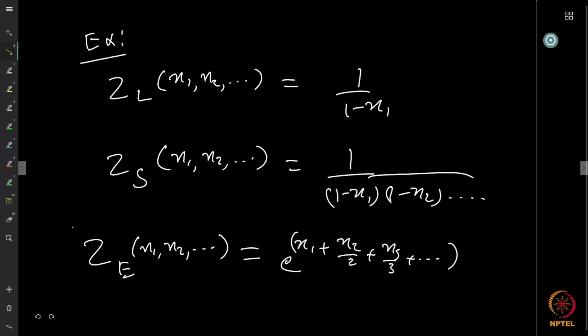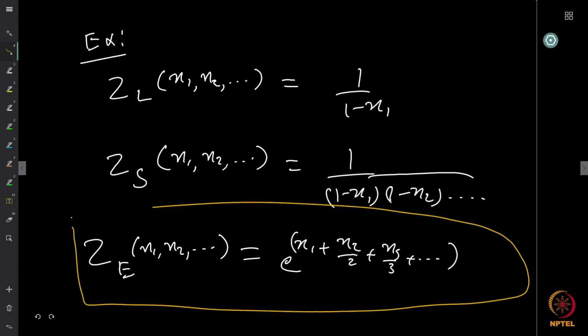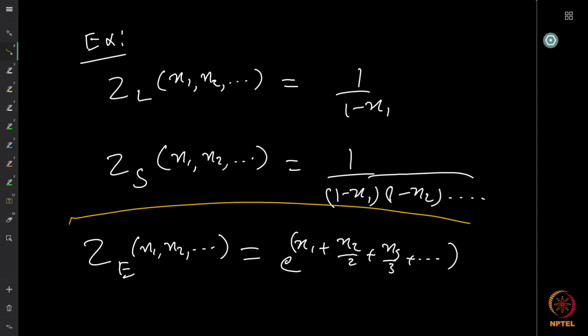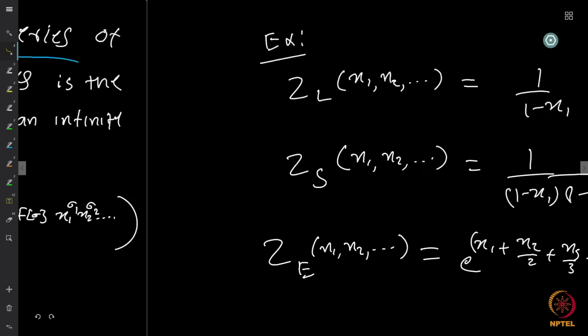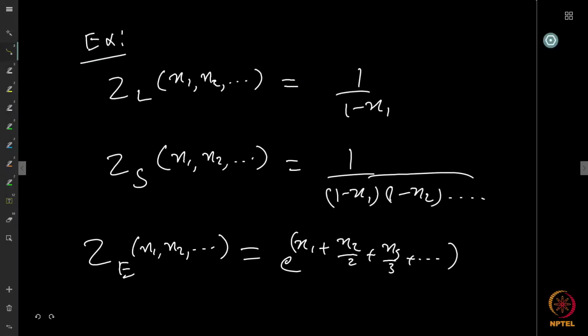What is the cycle index series of the species E of sets? It is e to the power x1 plus x2 by 2 plus x3 by 3 plus etc. Try to see why this is the case. It should be pretty clear once you understand what this exponent's meaning is, and how you connect it with the cycle types that we talked about earlier, sigma 1, sigma 2, etc. If you do that, you should be able to figure out why this indeed makes sense.